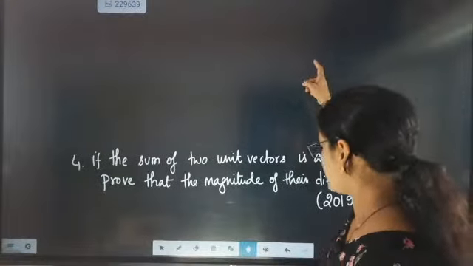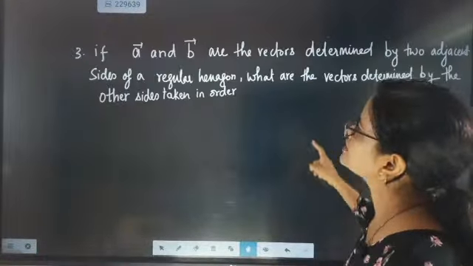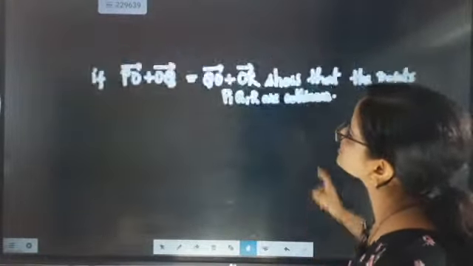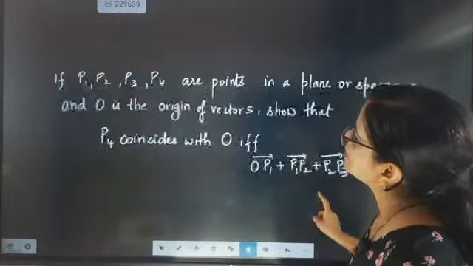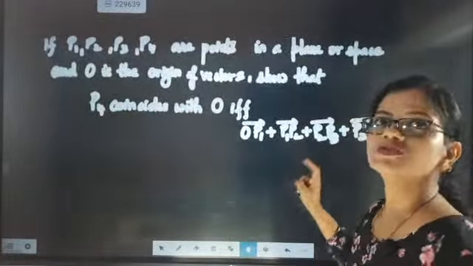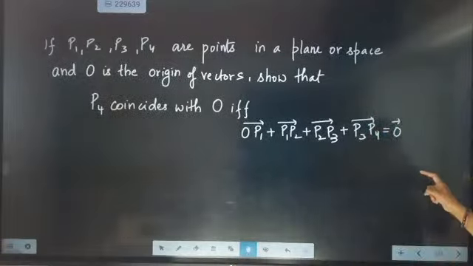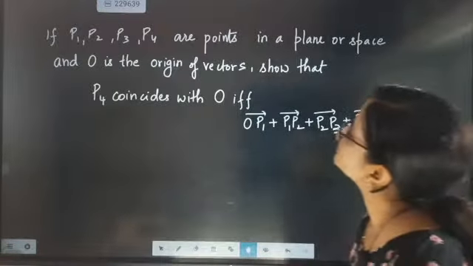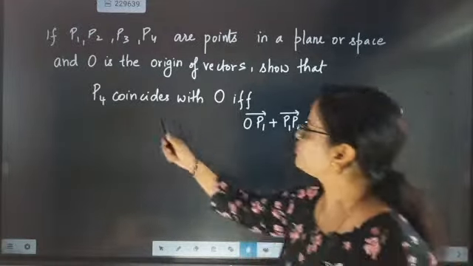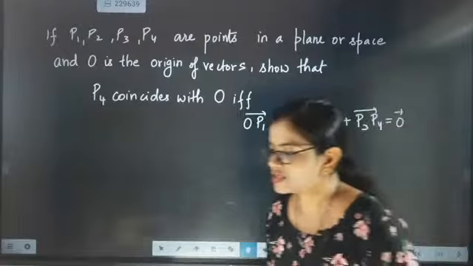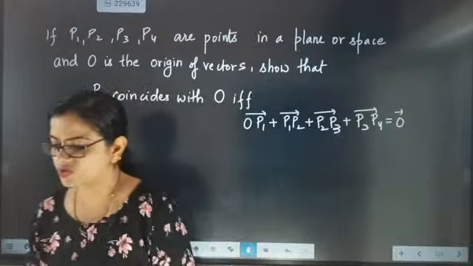Now we are going for some questions. Let's encounter some very beautiful questions. I think this is your first question. Come on, solve this question out. The first question given to you is, if P1, P2, P3, P4 are points in a plane or a space and O is the origin of vector, then show that P4 coincides with O vector.